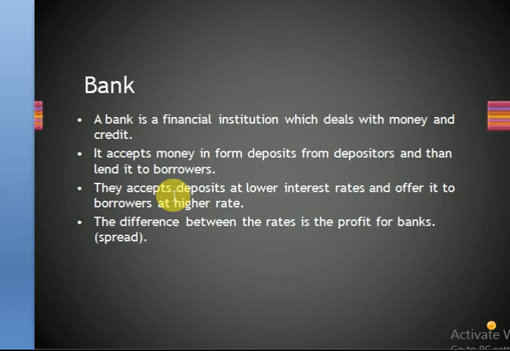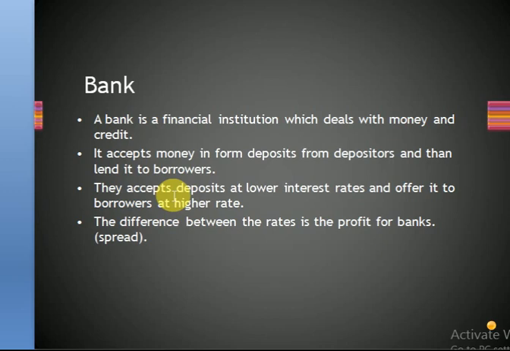A bank is a financial institution which deals with money and credits. Credit here means loans or advances. It accepts money in the form of deposits from depositors and then lends it to borrowers. They accept deposits at a low interest rate and offer it to a borrower at a high interest rate. The difference between the rates is the profit for the bank, and that difference is called spread.